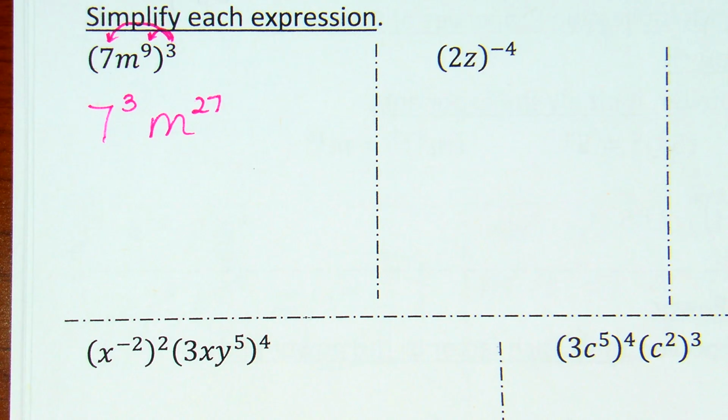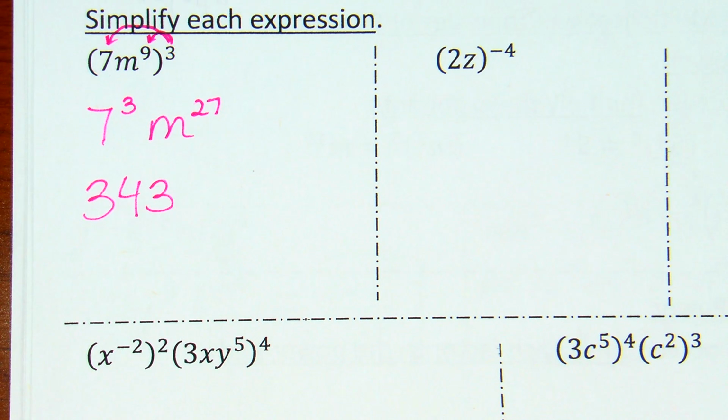Bring down the 3, carry the 6. 7 times 4? 28 plus the 6? 34. See, I'm not good at math. 7 times 49? 343. Well, then by all means, you should have a calculator by your side. That's fine for class, but a human calculator cannot help you on a quiz or a test. Okay, so 343 m to the 27th.